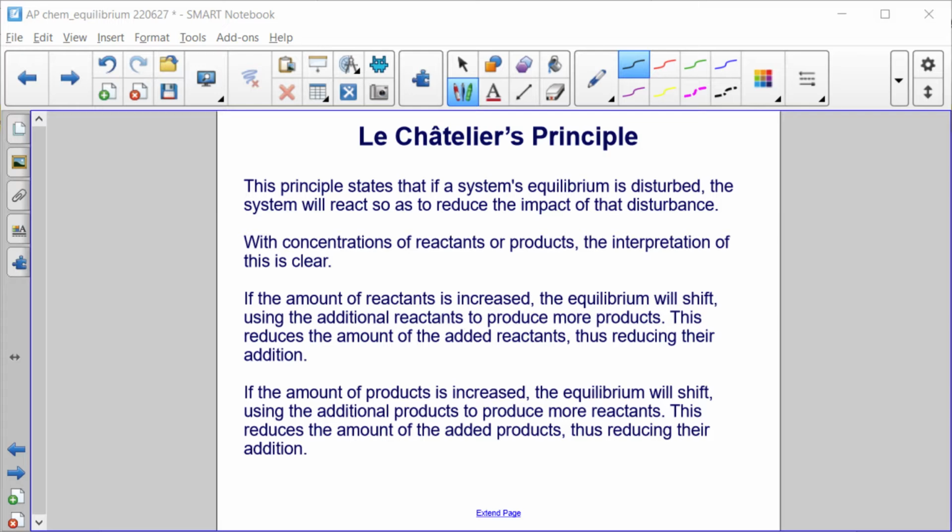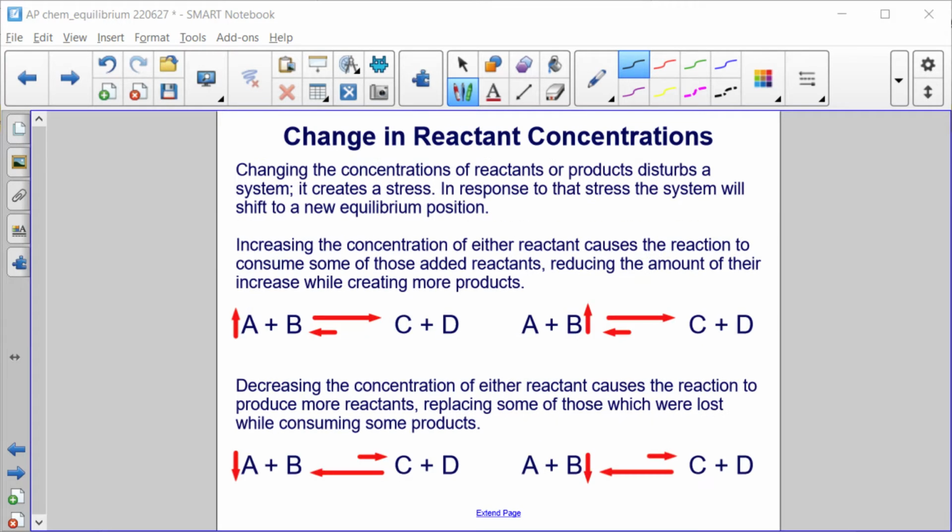If the amount of products is increased, the equilibrium will shift using the additional products to produce more reactants. This is reducing the amount of added products, thus reducing their addition. Let's first take a look at change in reactant concentrations. Changing the concentrations of reactants or products disturbs a system. It creates a stress. In response to that stress, the system will shift to a new equilibrium position.